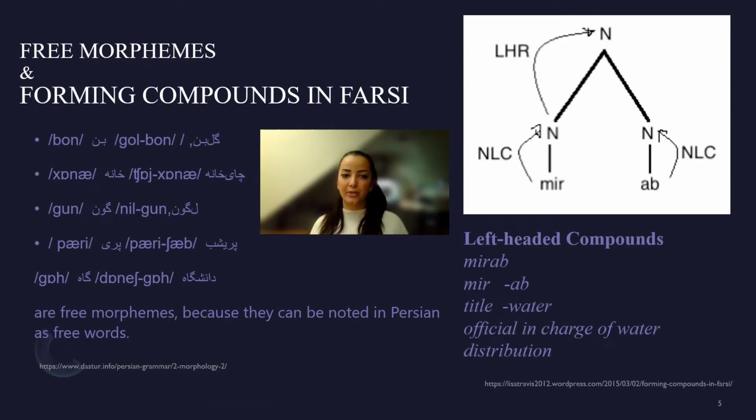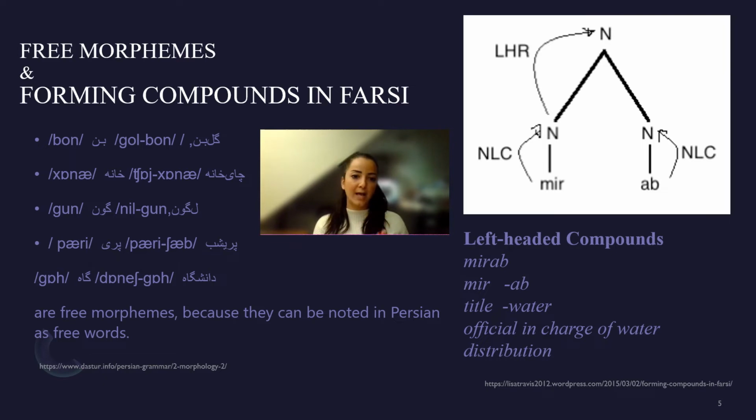In this slide, I'm going to talk about free morphemes and forming compounds in Farsi. First of all, you see at the right of the slide that I put Mir Ab, as I talked about. Ab is water, and Mir is a person who is in charge of water. I use this from the website whose name I provided at the very bottom of the slide. So Mir Ab is a noun meaning a person who provides water, and it is divided into mir, which is a prefix, and ab, which is water.